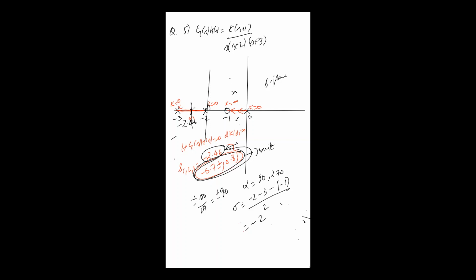So the branch which is coming from here will gradually shift to this point and will terminate at infinite. The branch which breaks away from here will move across to infinite. So this is k is equal to infinite. So this is the solution for question number 5.